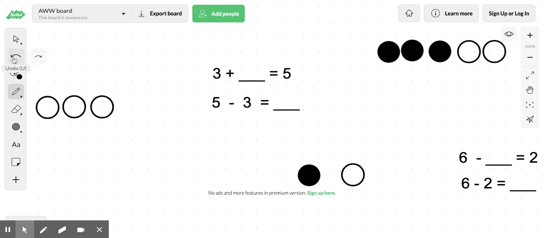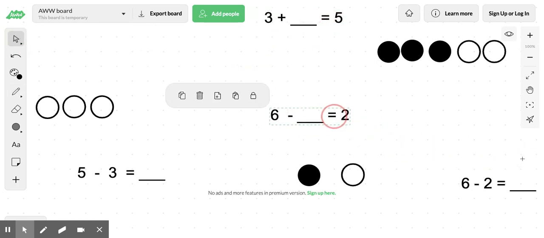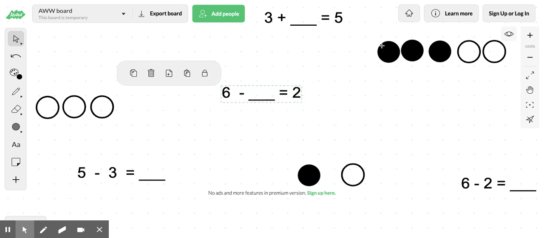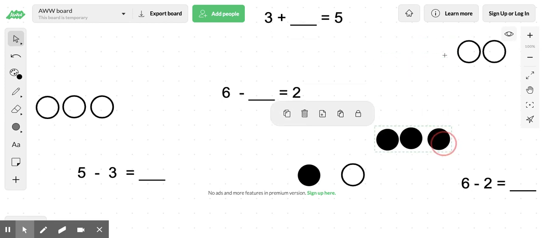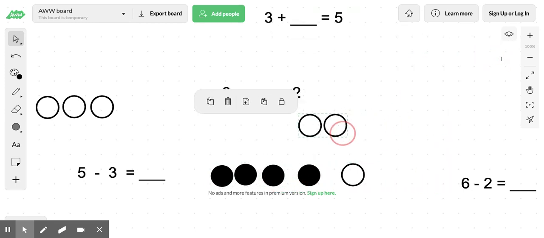All right, so we've done that. Let's try a different question or a different example.